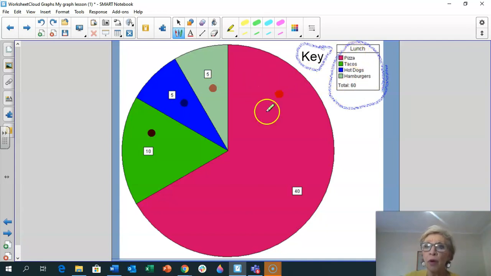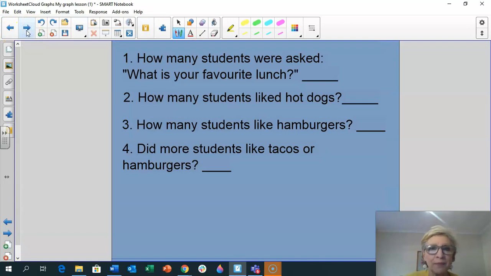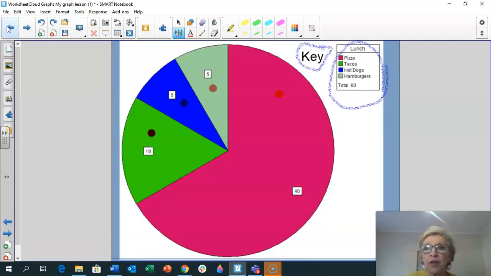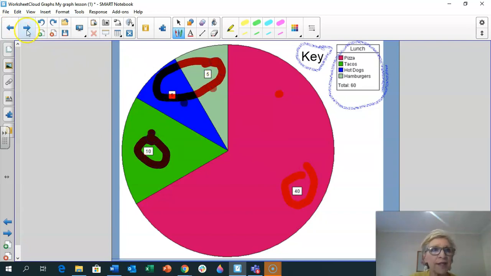So what has got the most sold? Right, so pizza had 40. If I said to you how many tacos were sold, well, you'd say, green is tacos, so 10. And then hamburgers and hot dogs, they both sold the same amount. So how many students were asked about what their favorite lunch is? Well, sorry, it wasn't sold, it was their favorite lunch. Well, let's add up here. 40 plus 10 is 50, plus there's 5 and 5, which is 10, is 60.